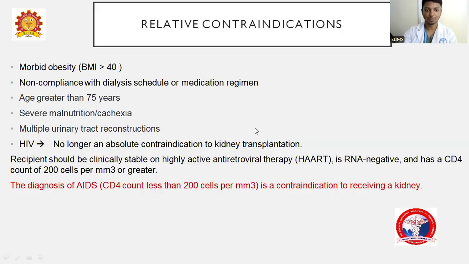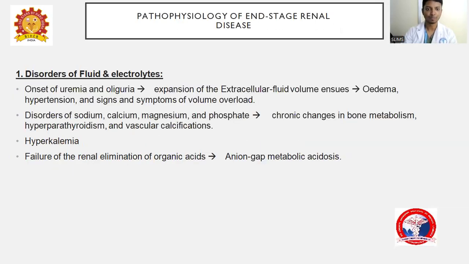HIV, as we see, is no longer an absolute contraindication to kidney transplantation. The recipient should be clinically stable on highly active antiretroviral therapy, should be RNA negative, and have a CD4 count of 200 cells per cubic millimeter or greater. The diagnosis of AIDS, which is a CD4 count less than 200 cells per cubic millimeter, is a contraindication to receiving a kidney.